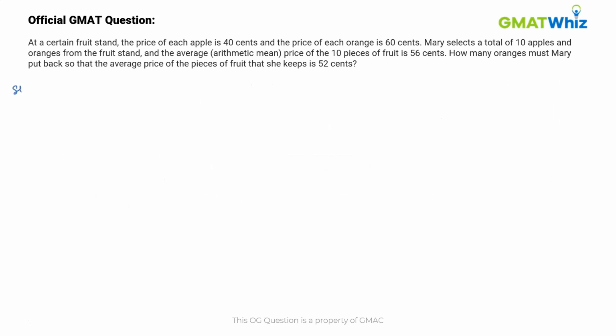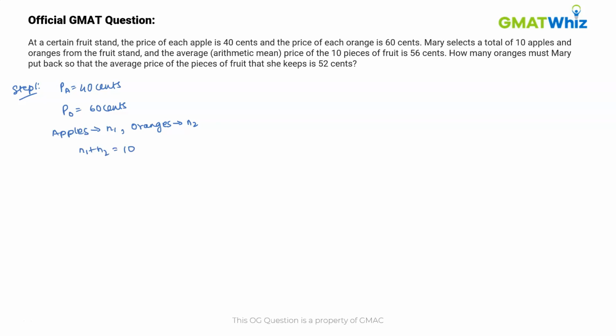In this question, we are given that at a certain fruit stand, the price of each apple is equal to 40 cents and the price of each orange is equal to 60 cents. We are given that Mary selects a total of 10 apples and oranges. Now, if I denote the apples by N1 and oranges by N2, then N1 plus N2 is equal to 10.